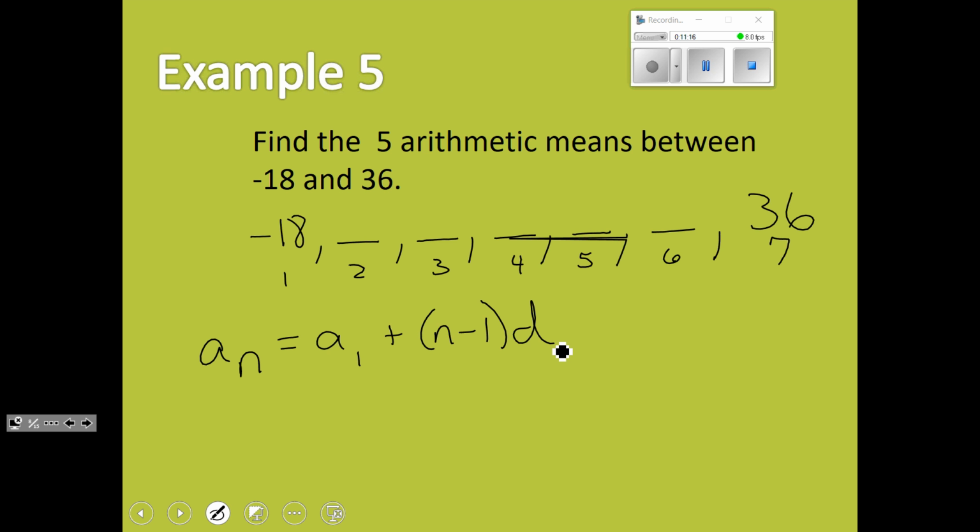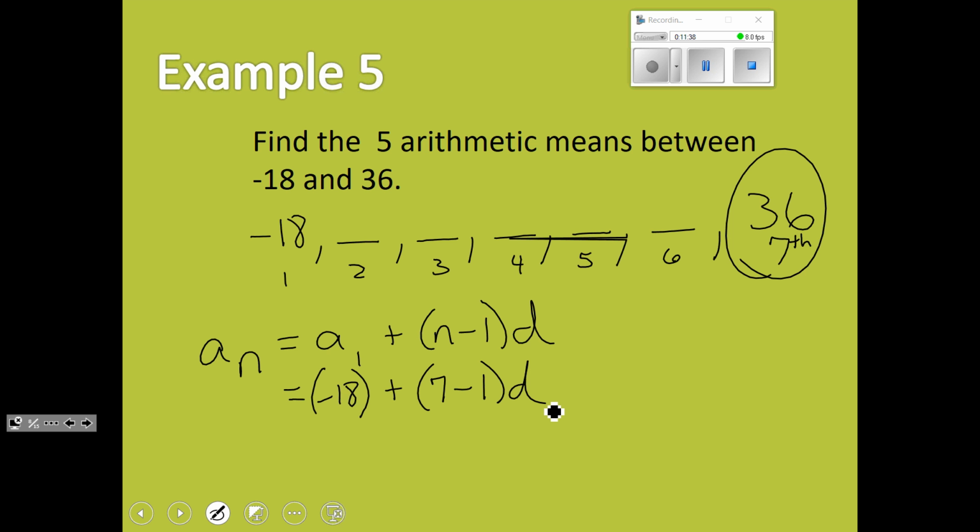Okay, plug in what we know. We know the first term is negative 18. The only other thing we know is the seventh term is 36. So let's use it. If they've given it to us, let's use it. Let's use that as our nth term. So that would make n what? It's going to make n 7 because it's our seventh term. And the value of it, that's your a sub 7, is 36. Okay, and then I'm just going to solve for d.